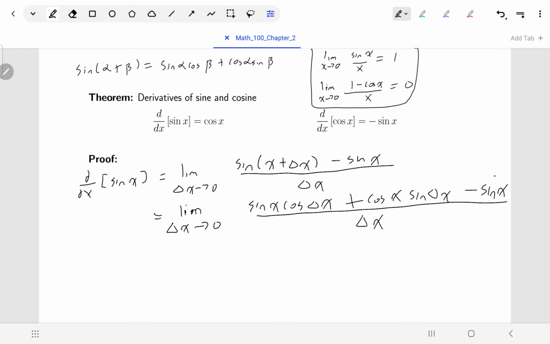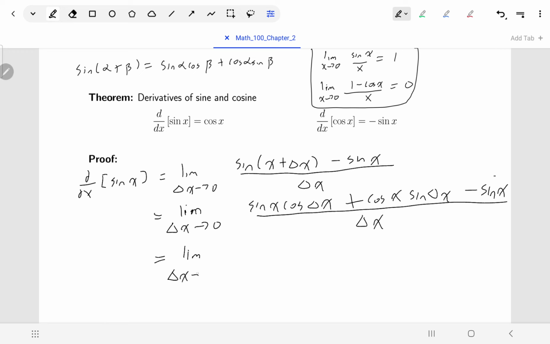One thing we might notice, thinking about the identities we have, is that if I had a sine of delta x over delta x, that would be good because I know the limit for that goes to 1. And if I had a 1 minus cosine delta x over delta x, that would go to 0, which would also be helpful. I can make both of these happen with just a little bit of rewriting.